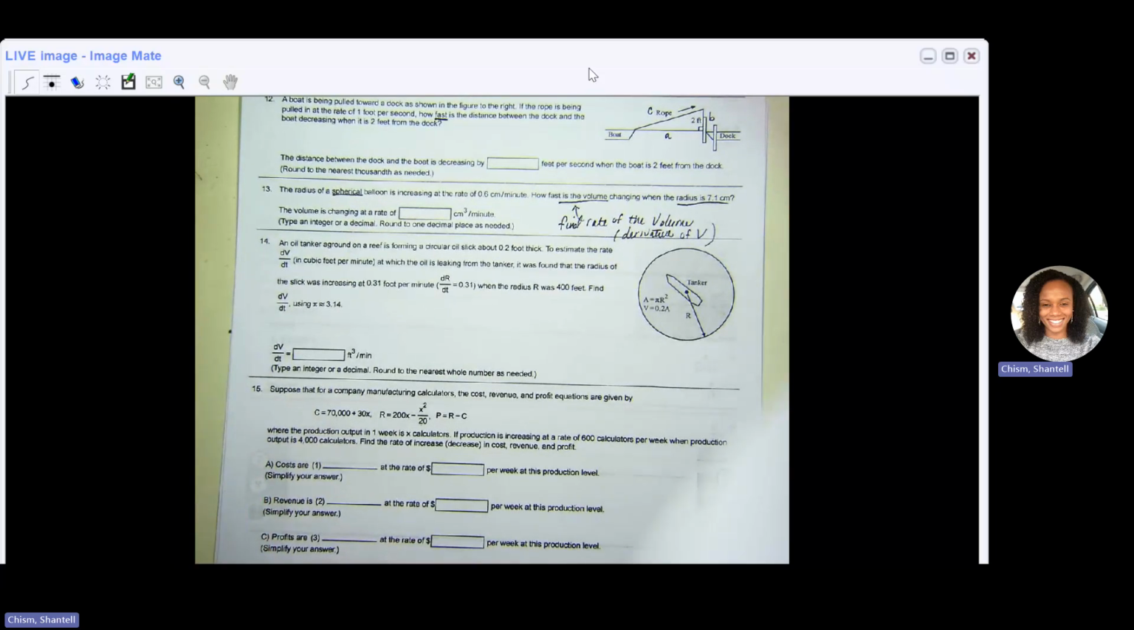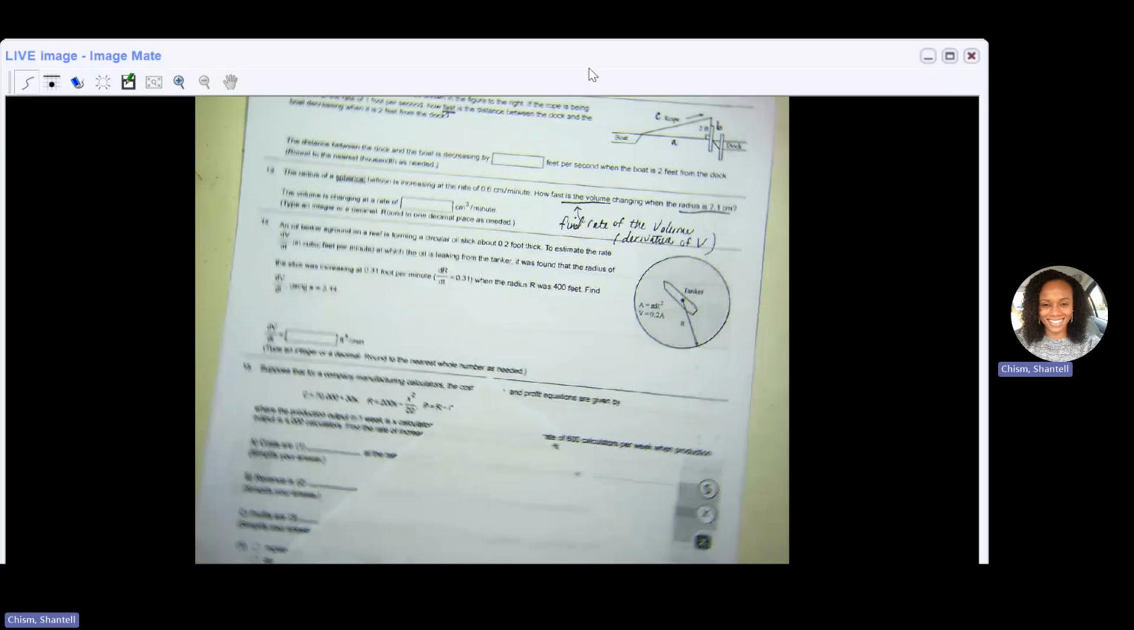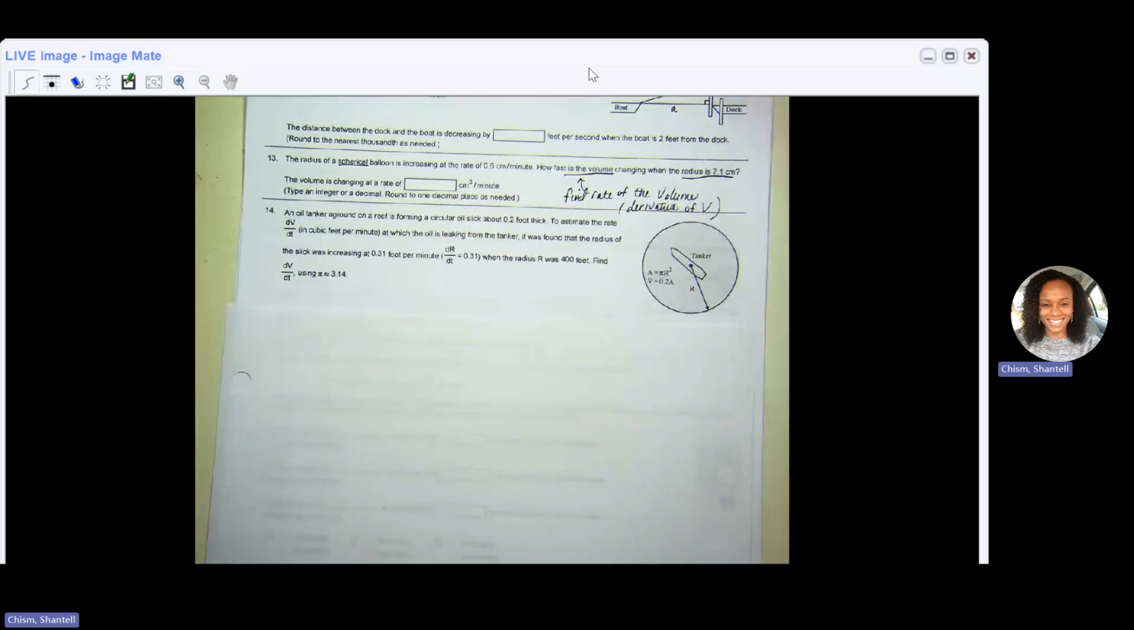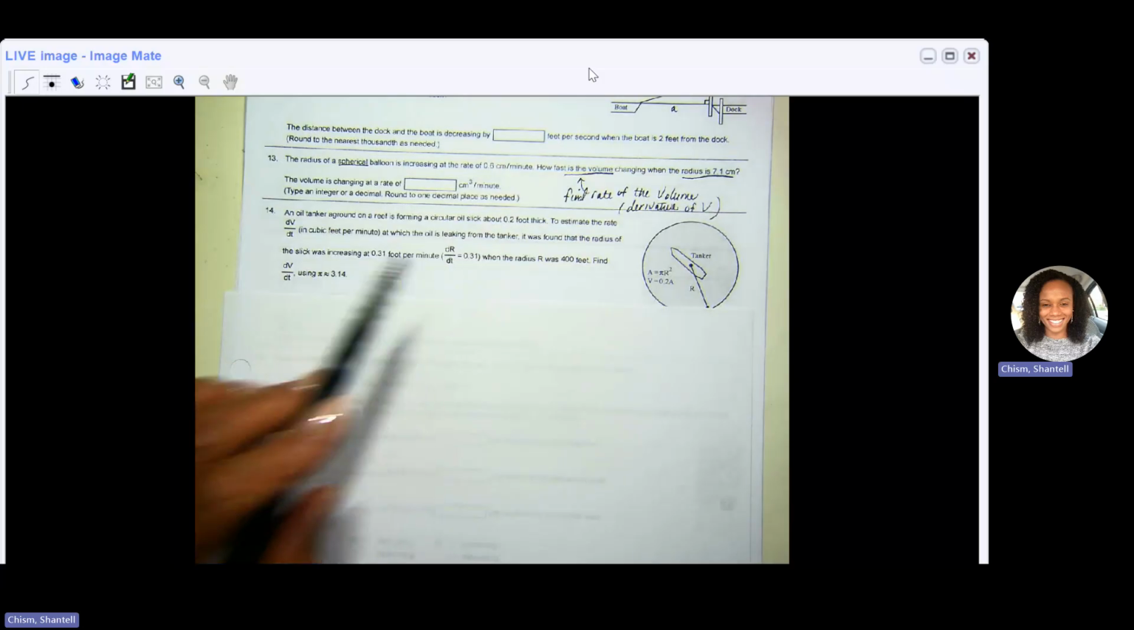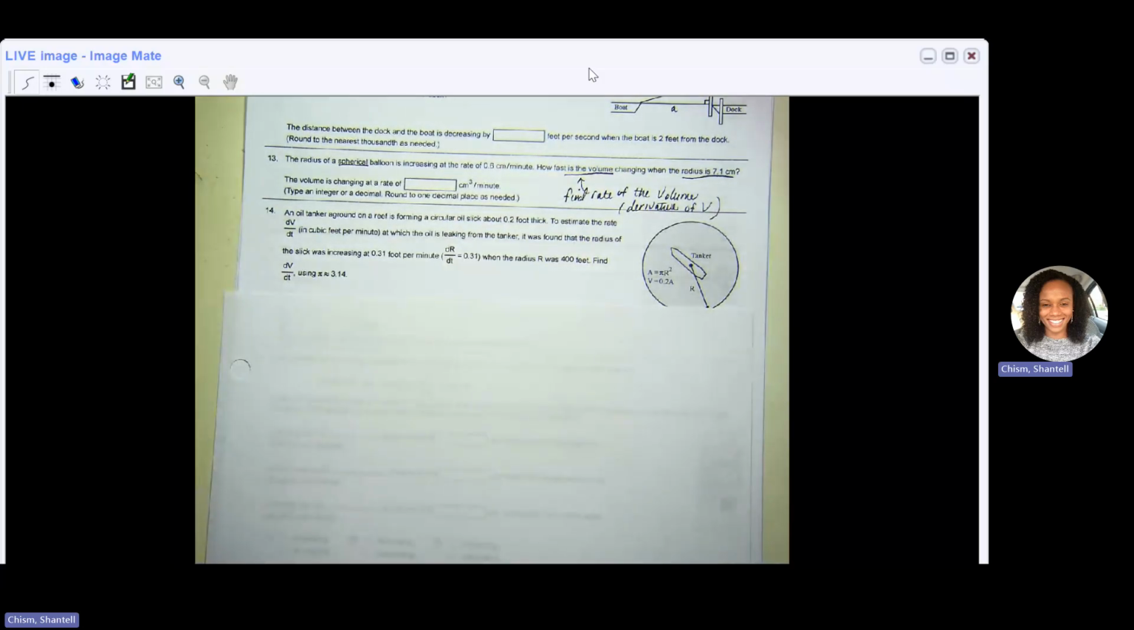So number 14 says an oil tanker aground on a reef is forming a circular oil slick about 0.2 foot thick. To estimate the rate of the volume, dV over dt, at which the oil is leaking from the tanker, it was found that the radius of the slick was increasing at 0.31 feet per minute. Okay, so that's the rate of change of the radius. Increasing, that's why it's positive. And it says when the radius was 400 feet. So we want to find dV over dt.